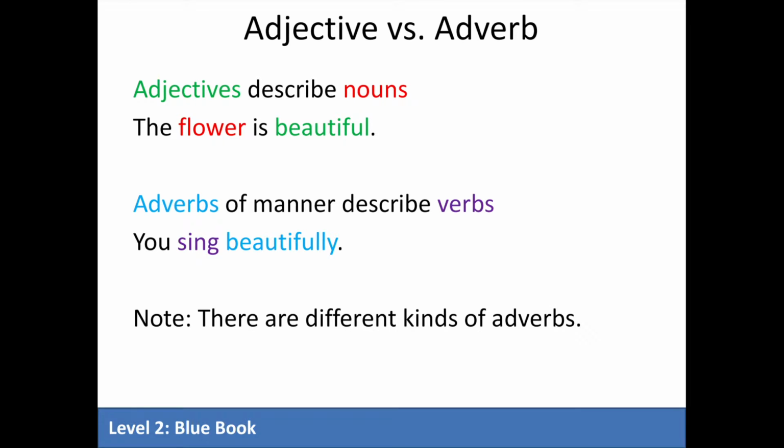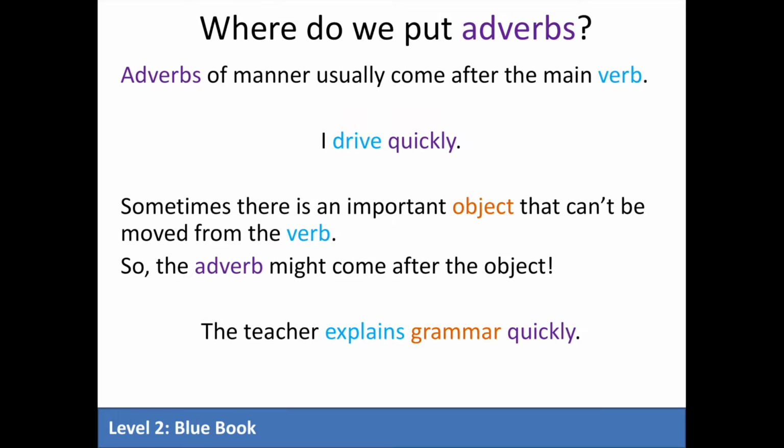So again, first you need to know what an adjective is. In English, adjectives describe nouns. So for example, the flower is beautiful. Adverbs, well, these describe verbs. So an example: you sing beautifully. In our example, beautifully is how the subject sings. So adverbs of manner describe the verbs. Note, there are different kinds of adverbs. Let's talk about them.